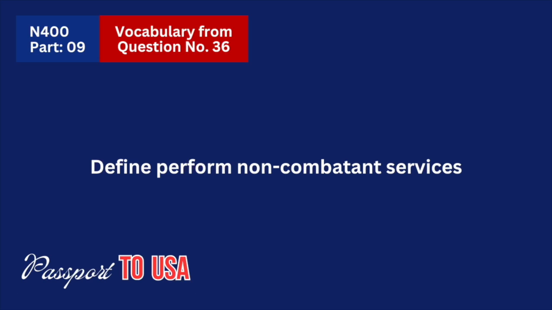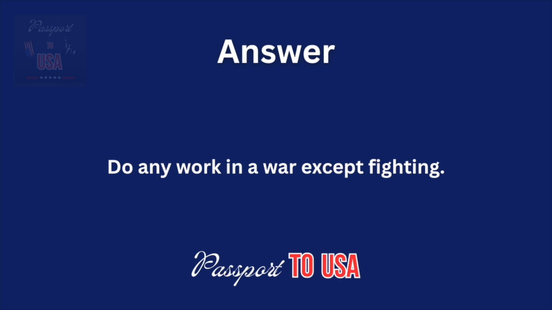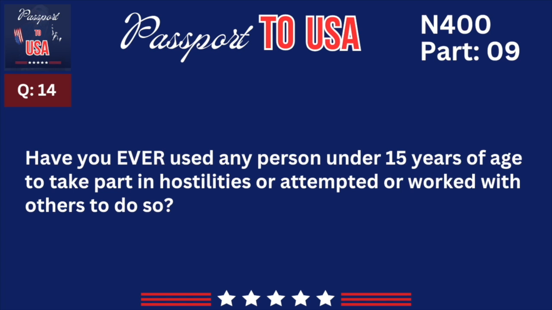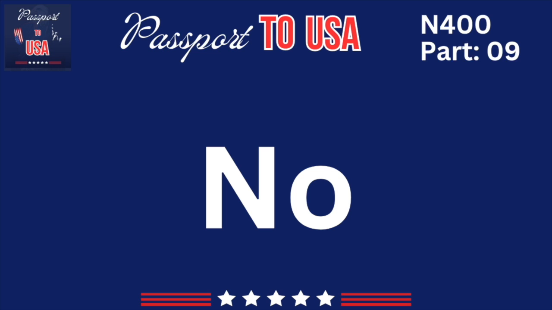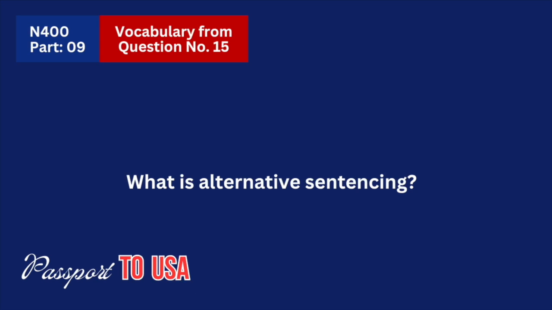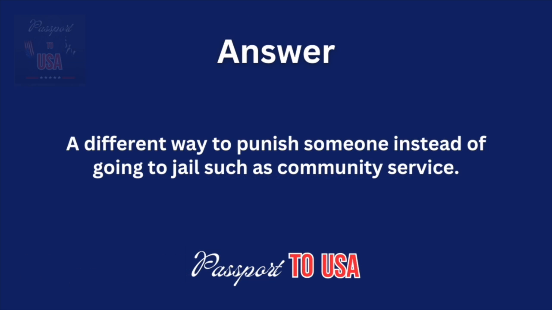Define perform non-combatant services. Do any work in a war except fighting. Have you ever used any person under 15 years of age to take part in hostilities, or attempted, or worked with others to do so? No. What is alternative sentencing? A different way to punish someone instead of going to jail, such as community service.